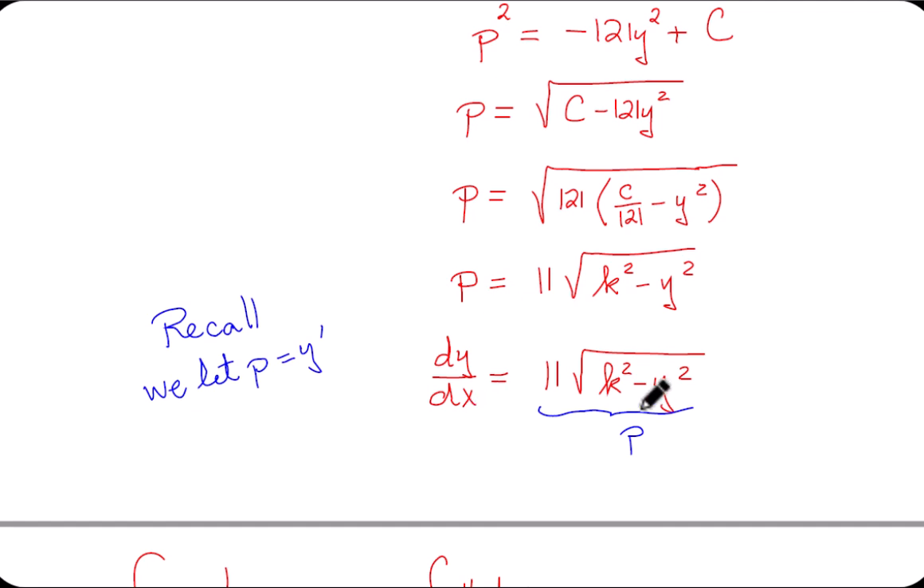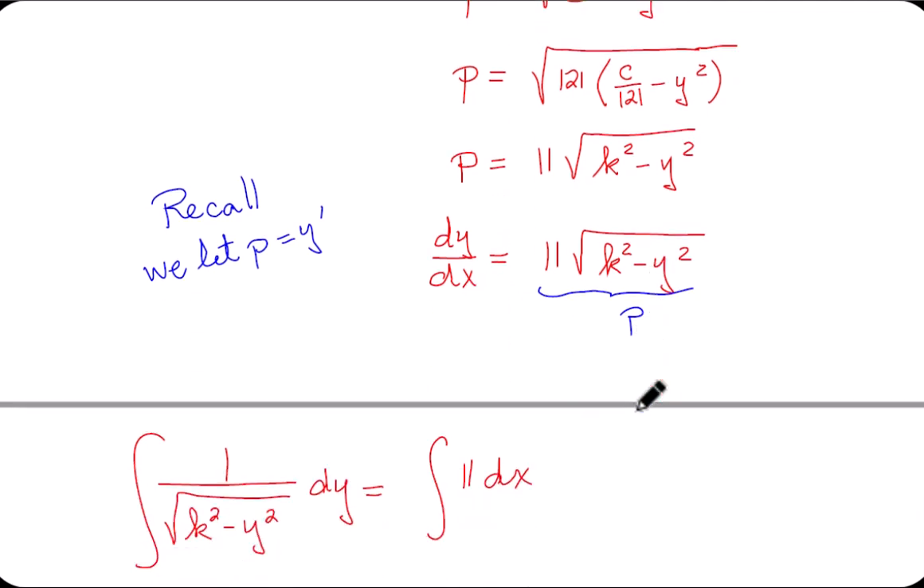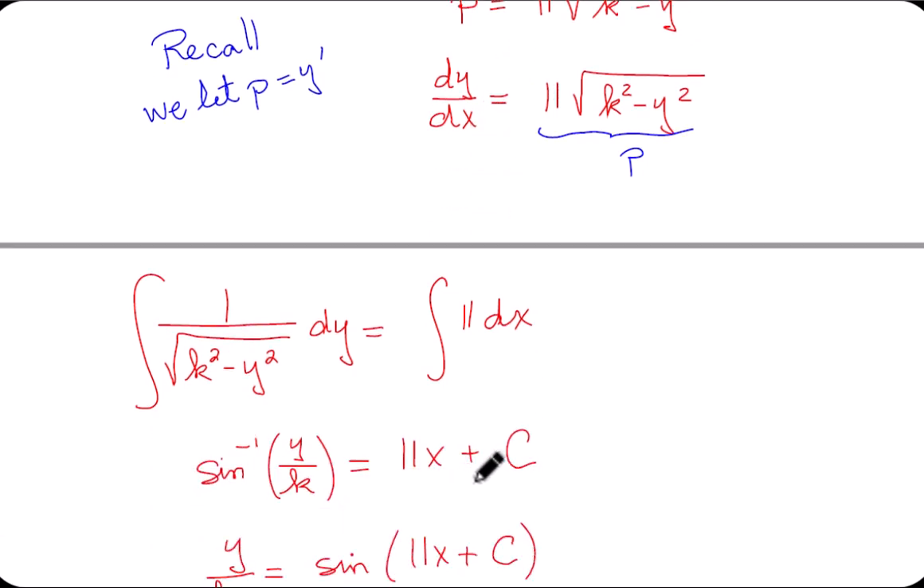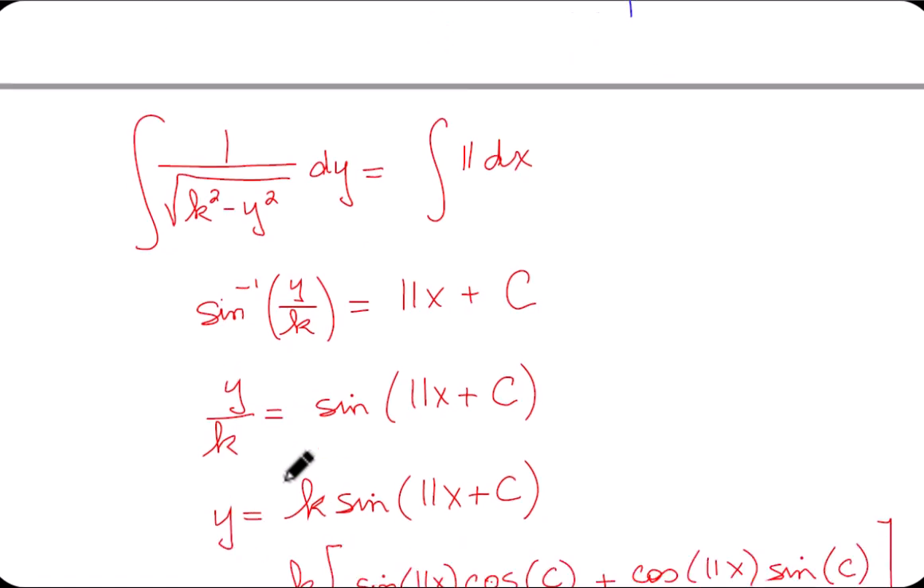All right, so I've got all this stuff. So this looks separable. Bring this in the denominator, leave the 11 there, dx. And so I get 11x plus c when I integrate the 11. This particular thing that we were manipulating is an integral you may have forgotten, but it's the inverse sine. And so to get my hands on the inside, I take the sine of both sides, multiply by k.